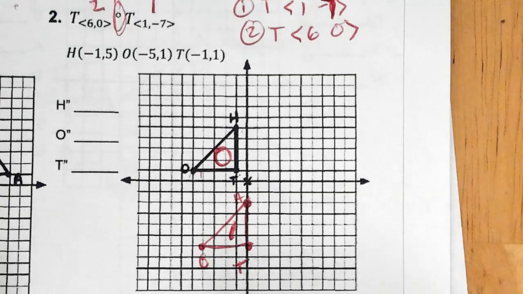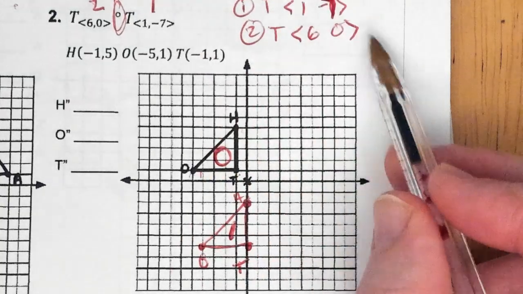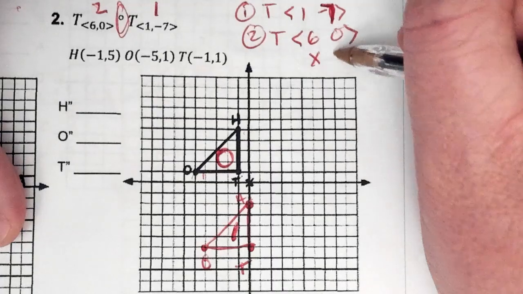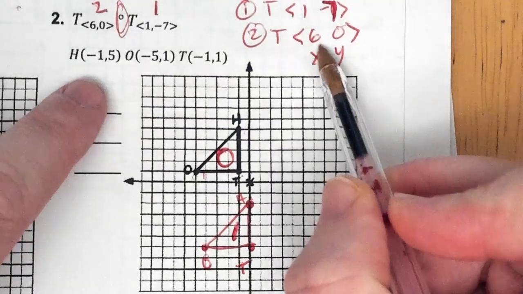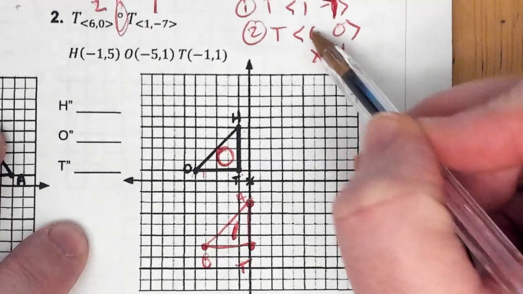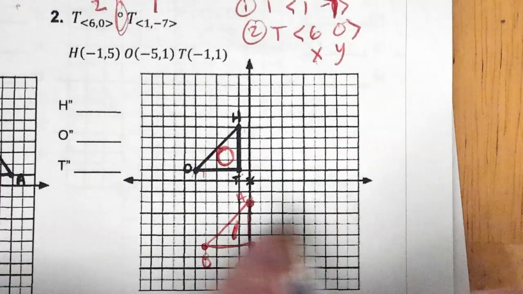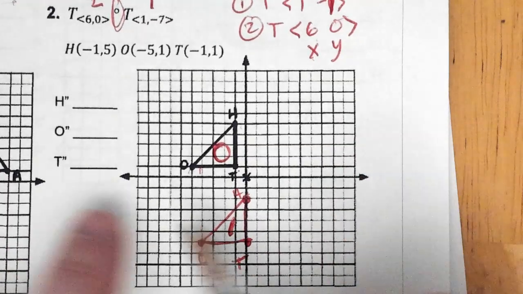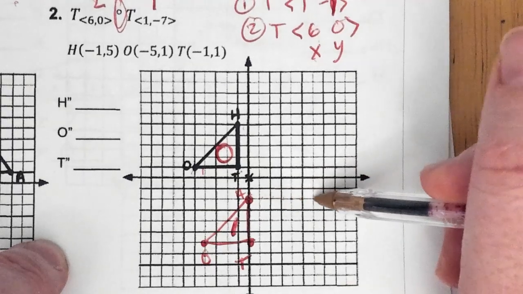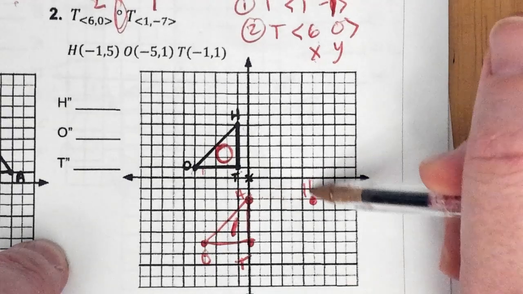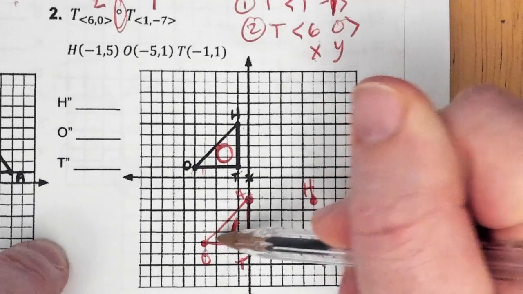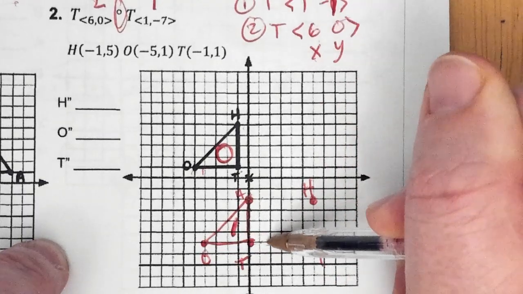So this is my original, and this is my first action. The next thing they told us to do was to translate positive 6, positive 0. Anytime I have a 0, I always put X and Y. So is it going up 6 or is it going right 6? The 6 is with an X, so X is this way, so we're going to be going right positive 6 hops. So 1, 2, 3, 4, 5, 6. That's H. T would be right here. And O, 1, 2, 3, 4, 5, 6.